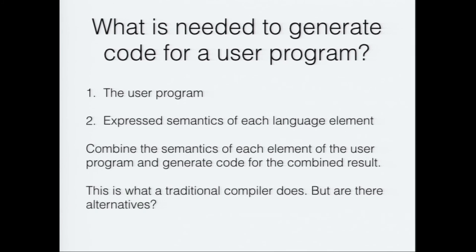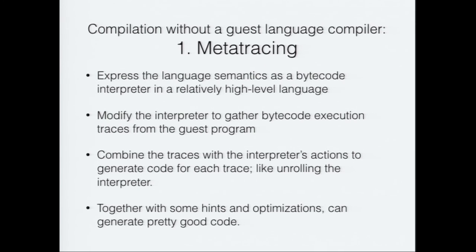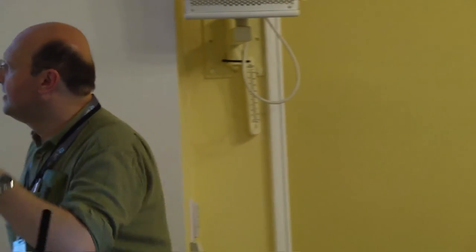So number one is meta-tracing, and the idea here is express the language semantics as a bytecode interpreter in a relatively high-level language, and then trace not the interpreter but the high-level behavior running on top of the interpreter, and combine that with the semantics of the interpreter to generate machine code. And with some hints and optimizations, you can do pretty well.